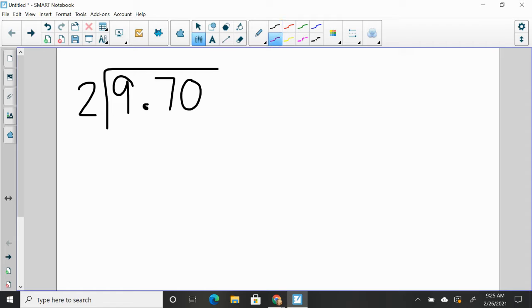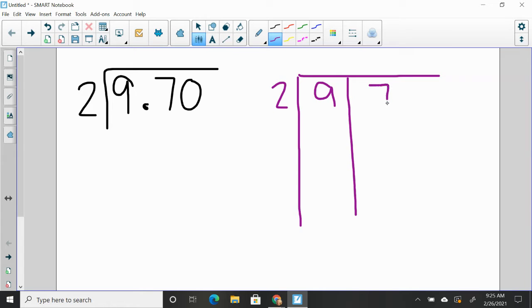I had a couple of students that prefer to organize their division in columns like this. This is a total preference. It is not something that you have to do, but for some students, it keeps them more organized if they put everything in a column like this. So I'm going to do both methods, and my decimal point would go here.